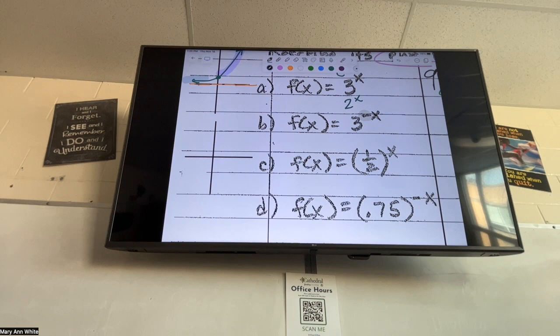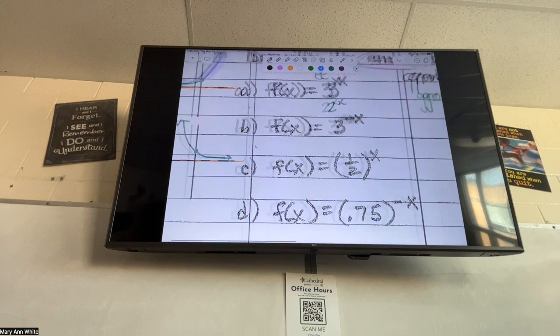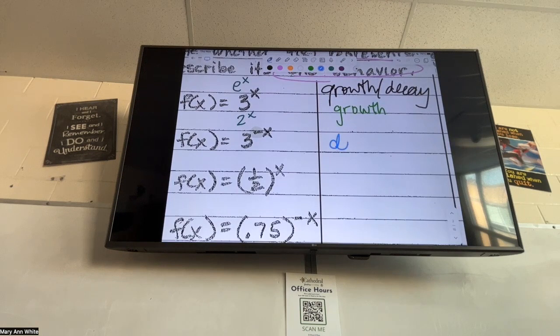But instead of starting low and going high, it's going to start high, go through 0, 1, and then go closer and closer to that horizontal asymptote, which is still at 0. Now, as I read this problem, as I go across the page, is it growing or is it decaying? It's decaying. It's getting closer and closer to that 0. So letter B is decay.